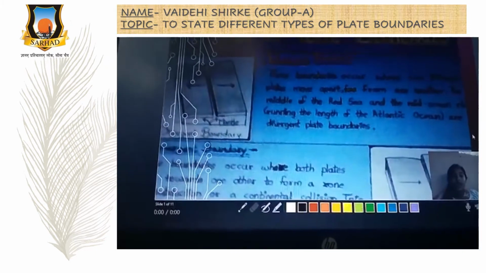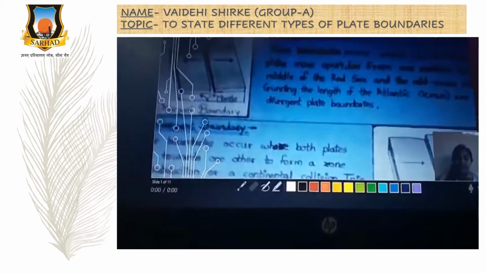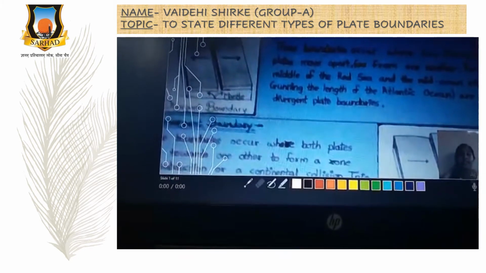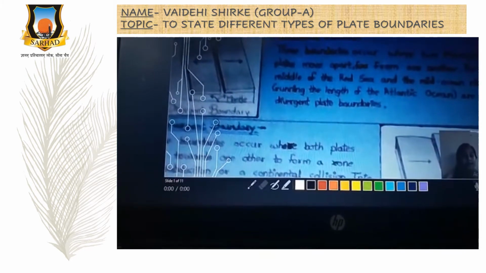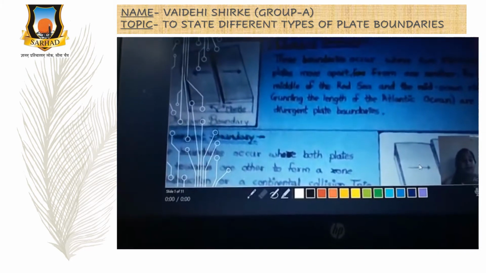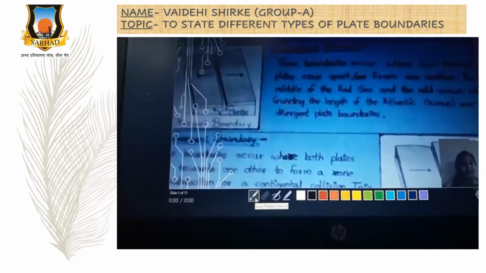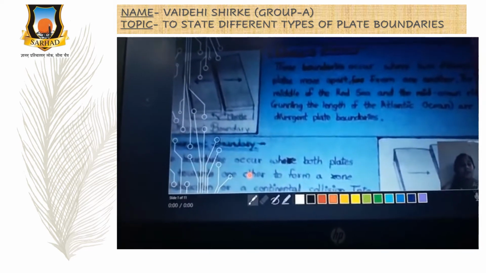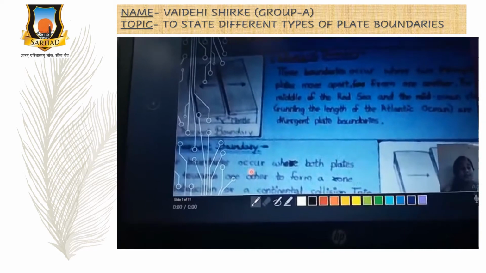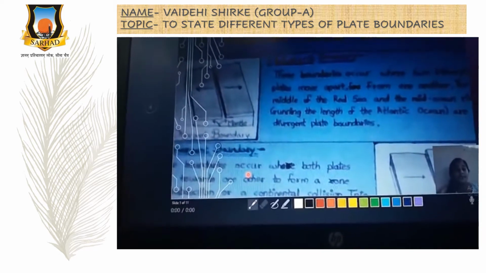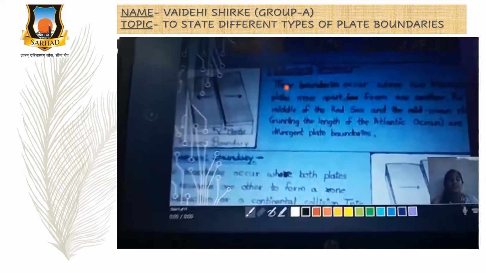Hello everyone, my name is Vaidehi Amol Shirke. I am from class 9D. My topic is to state different types of plate boundaries. There are 3 types of plate boundaries. First, divergent boundary. Second, convergent boundary. Third, transform boundary. First, divergent boundary.